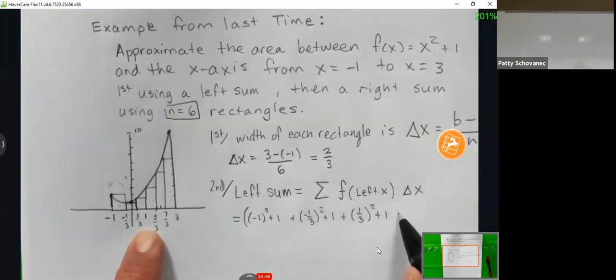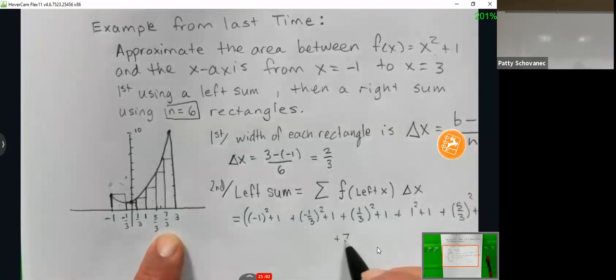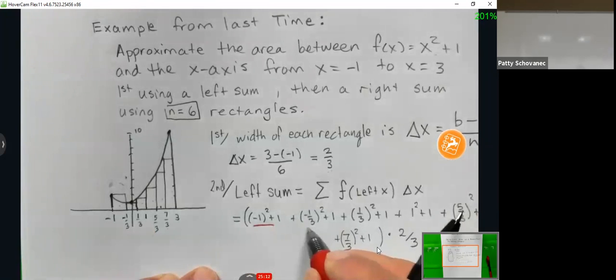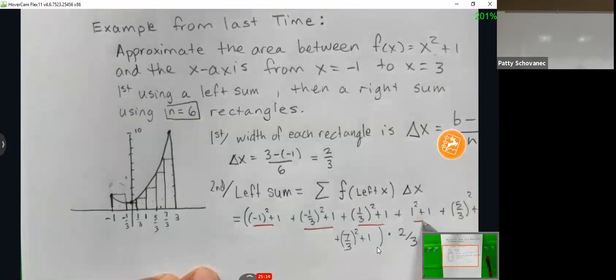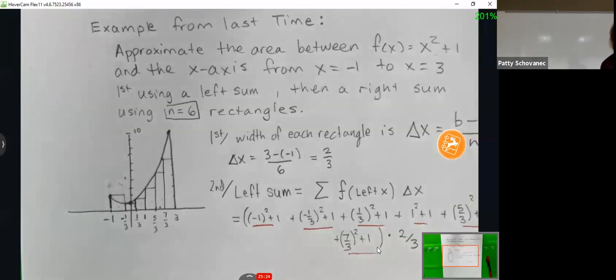Now I'm over here at 1. So plus 1 squared plus 1. Next is the 5/3 squared plus 1. And then finally 7/3 squared plus 1. All of that times my delta x of 2/3. So there's rectangle 1, 2, 3, 4, 5, 6 rectangles right there. Those are their heights. Height times width gives us the overall area.